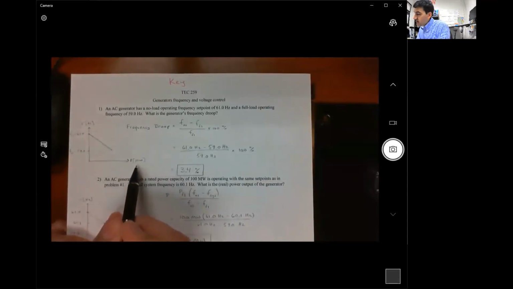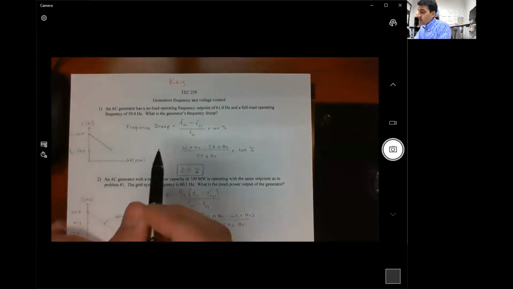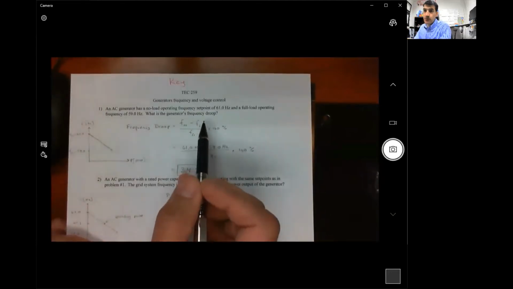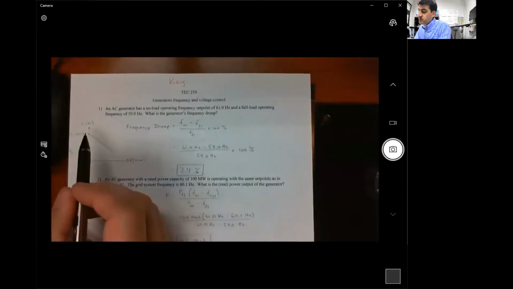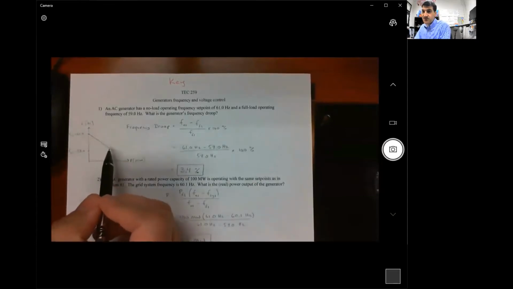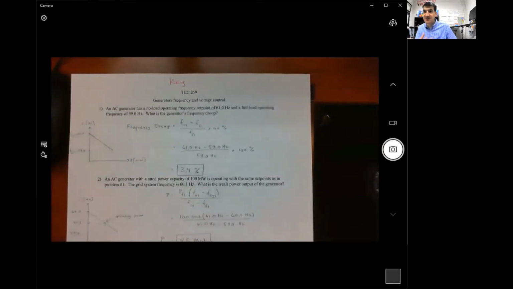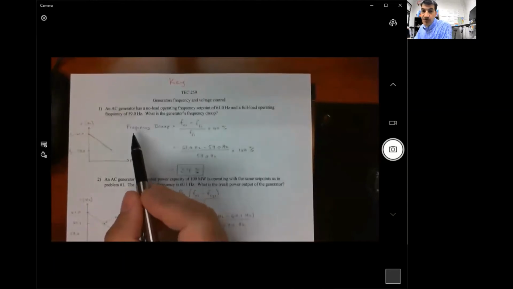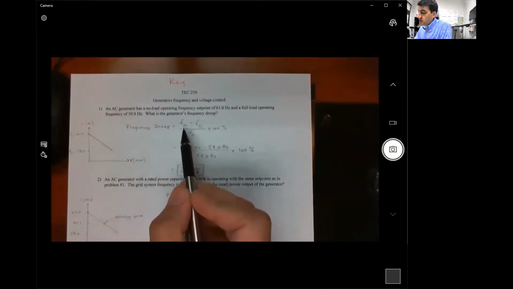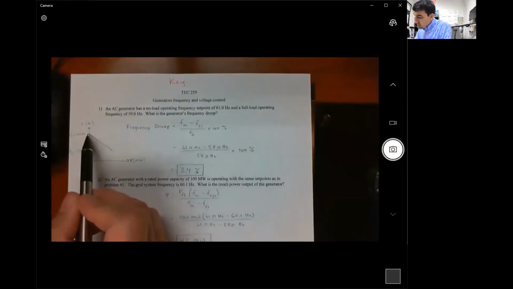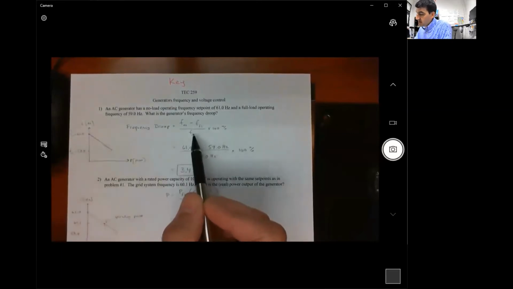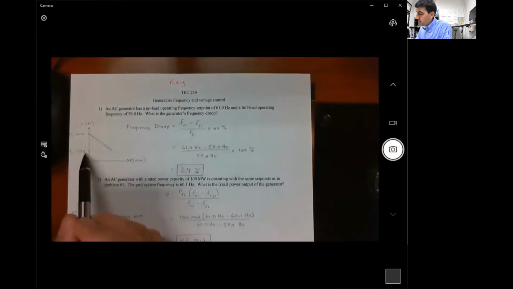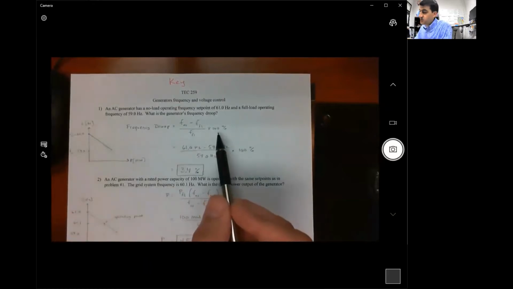And what we're trying to find out in question number one is what is the frequency droop, which you can think of as kind of the slope here. It's kind of like the slope of this line. It's not calculated exactly like the slope of the line, but it's the same kind of general principle. And we have an equation for frequency droop. It is no load frequency minus full load frequency, that minus that, divided by the full load frequency times 100% to get it into a percentage.